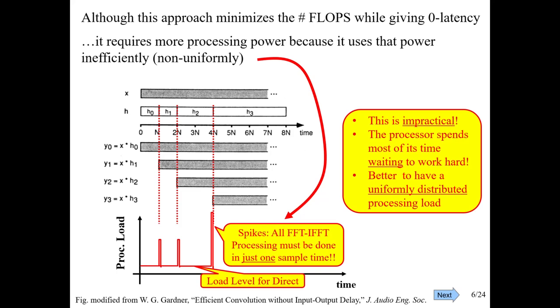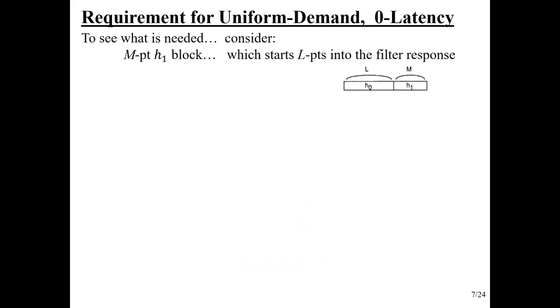That means you can use a lower speed processor. A processor with a lot less computational power would be required. Or alternatively, all that other processing can be used for other things. And so this is not a good way to do that. So let's look at this uniform demand requirement while simultaneously getting zero latency.